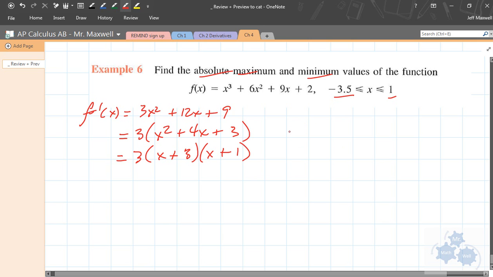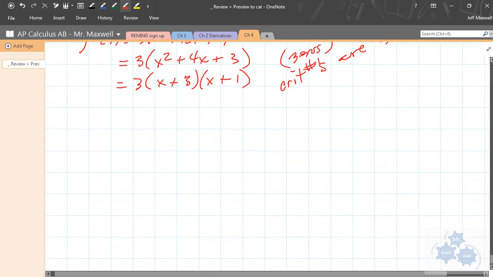So the zeros, or the critical numbers, are, can you see from this row right here? Take a look at the factors. What x values will make this product 0? Negative 3 and negative 1. Okay? Good. What about 3?